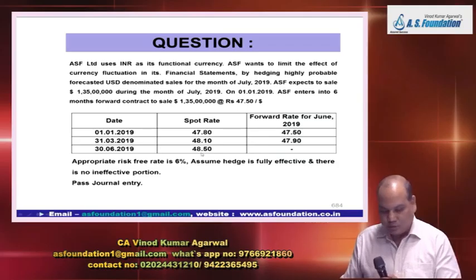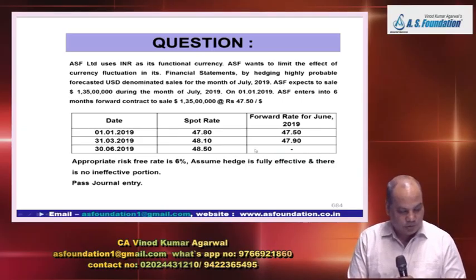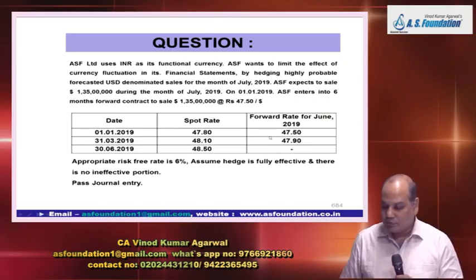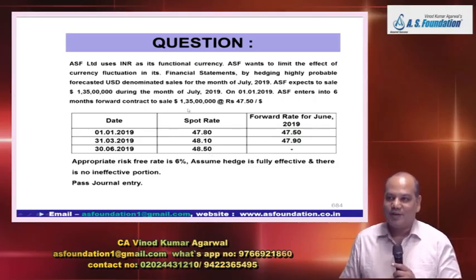Now my question to this batch of highly talented students is, will there be a gain or loss on forward contract? Loss. Because here there is a contract to sell at 47.50 and the rate is higher on settlement date, 48.50. So therefore you would lose 1 rupee per dollar into 1 crore 35 lakh dollar. So that would be your loss.